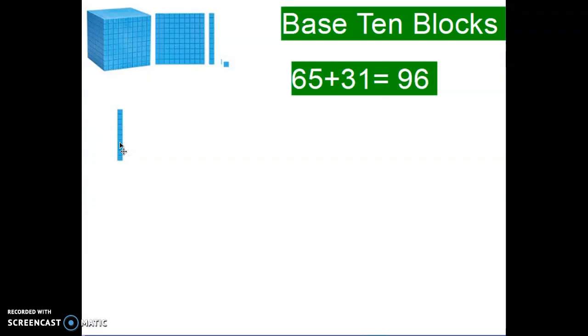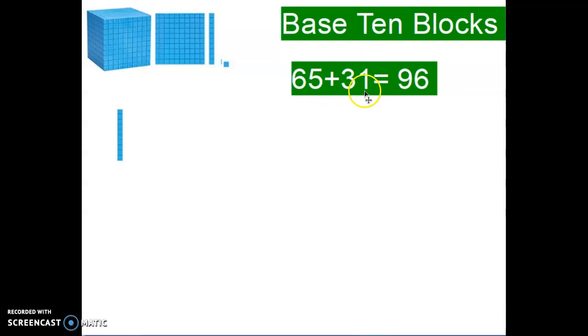Hi, so a second way that we can add two-digit numbers is by using base 10 blocks. So we've talked a lot about adding in our minds in math class. So we can do 65 plus 31, which is the same as 10 plus 10 plus 10 plus 1. So 65, 75, 85, 95 plus 1 is 96. So we talked about that.